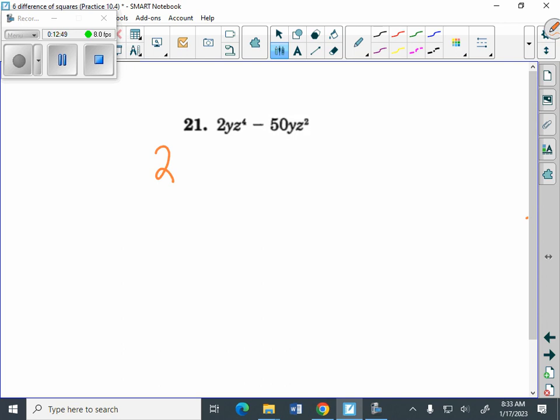And when we look at some of the variables here, we've got a y in the first term and a y in the second term. Greatest common factor is y. We have 4 z's in the first term, and we have 2 z's in the second term. When we're dealing with variables, we take out the lowest exponent. So there is our greatest common factor, but don't stop there.